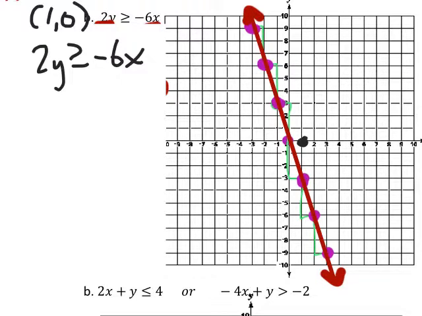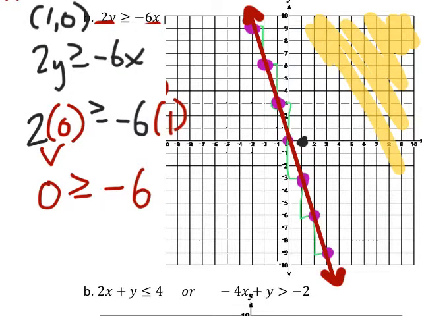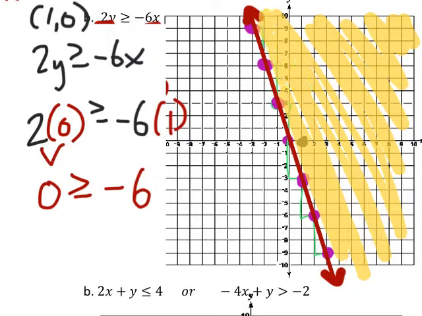So to solve this one, we have 2 times the y, which is 0. Is this greater than or equal to negative 6 times the x value, which is 1? So 2 times 0 is 0. Is that greater than or equal to negative 6 times 1, which is negative 6? Yes, this is a true statement. So I can see that this point is on the right side of the line, so I need to get all of that colored in here. So let's go ahead and color that in. And there's our answer, okay?